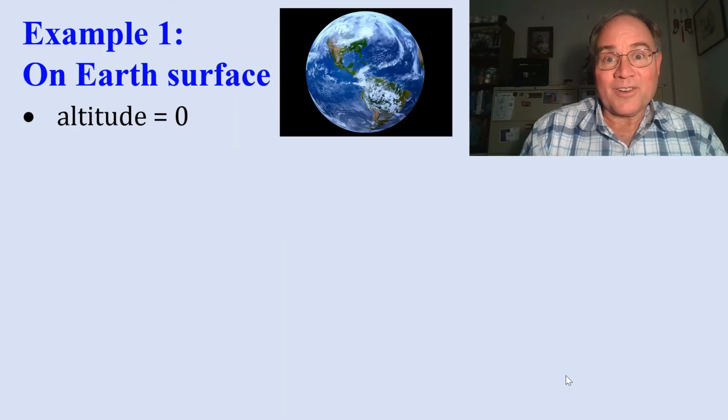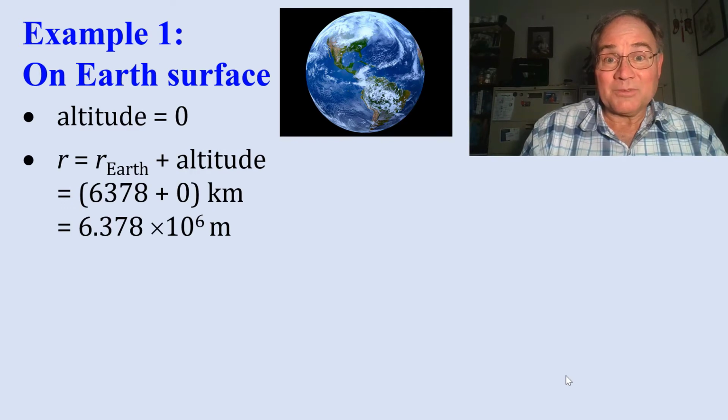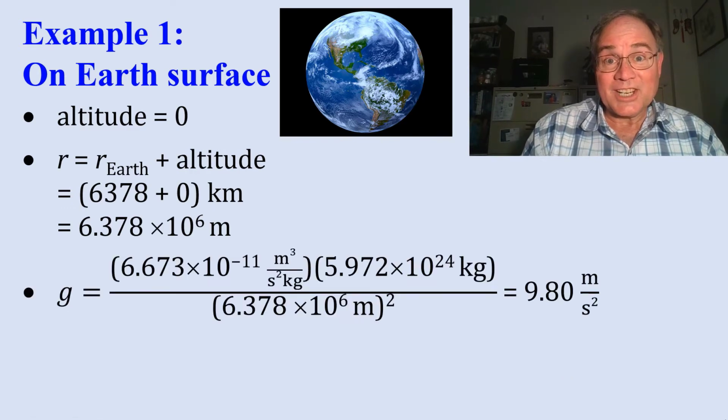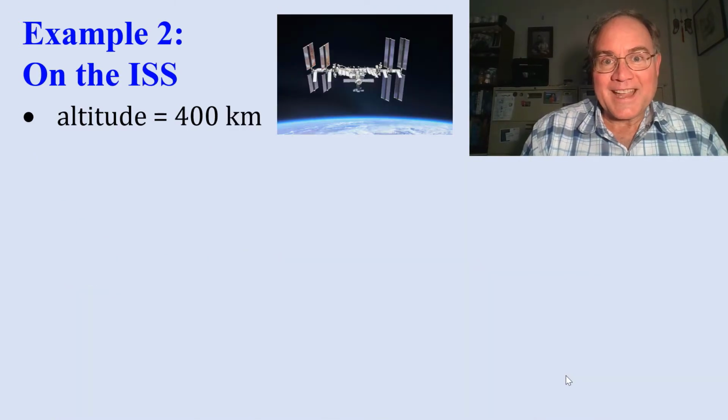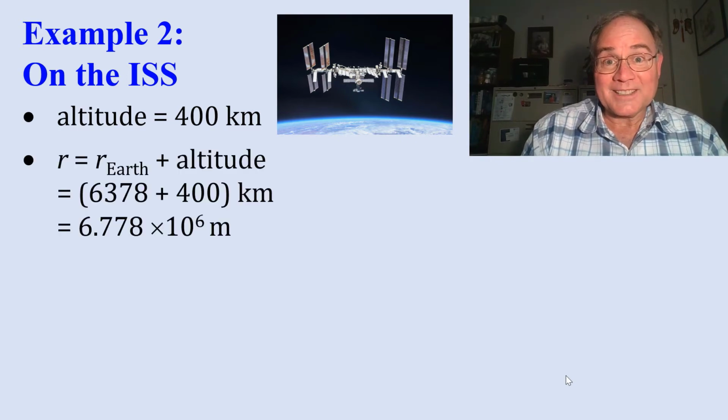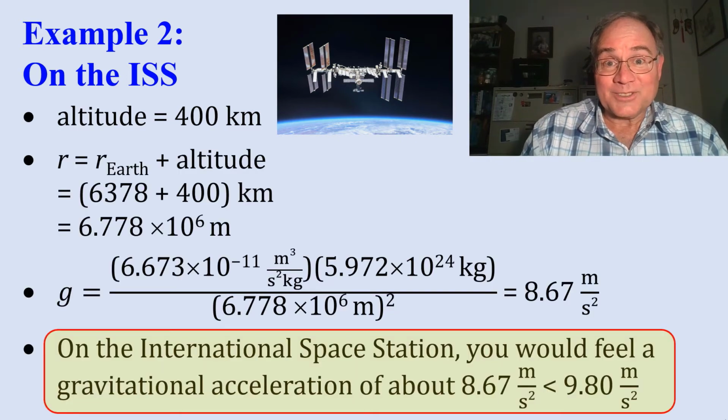Example 1. On the Earth's surface, the altitude is 0. We calculate the radius. It's equal to the radius of the Earth. And we calculate g. On the surface of the Earth, we feel a g of about 9.8 meters per second squared. Example 2. On the ISS, it's about 400 kilometers above the Earth. Calculate the radius and g. On the International Space Station, g is about 8.67 meters per second squared. This is just a little bit smaller than that on the surface of the Earth.